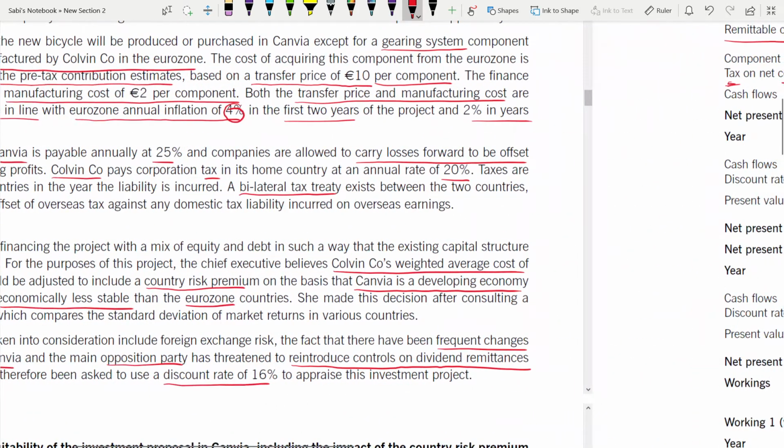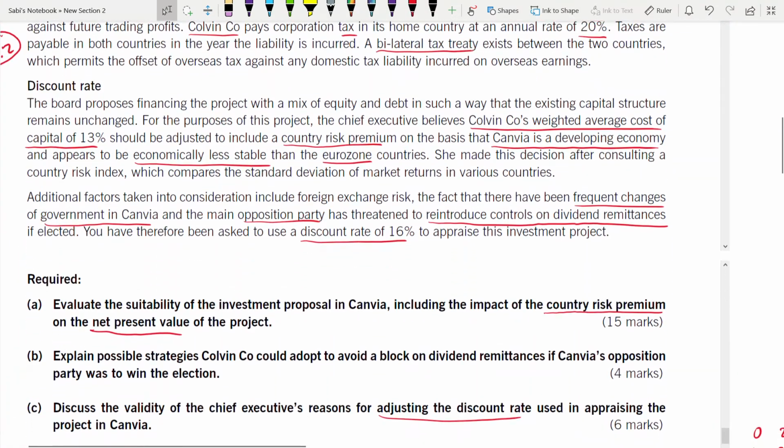Now why did that happen? Because of what the question asked. Look at part A again. Evaluate the suitability of the investment proposal in Canada, including the impact of the country risk premium on the net present value of the project. If you read this the first time, you would not have understood. Including means before including you have to take, and after including also you have to take. So before and after. Before and after means 13% discount rate also you have to take, and 16% discount rate also you have to find the net present value.